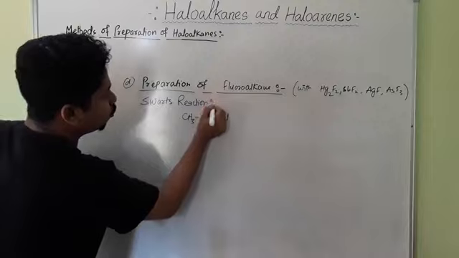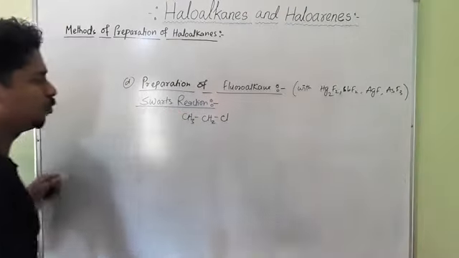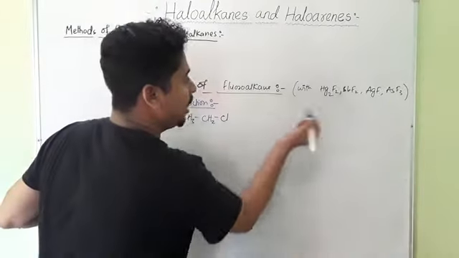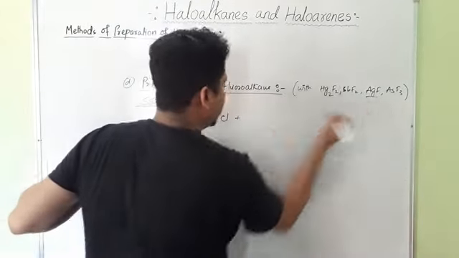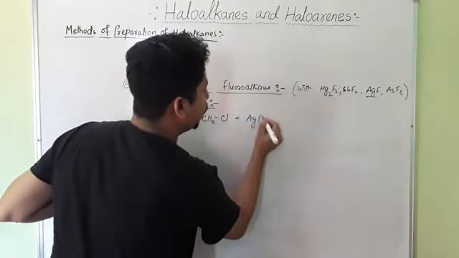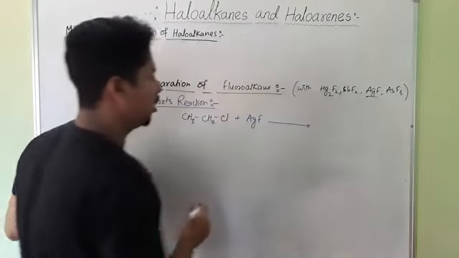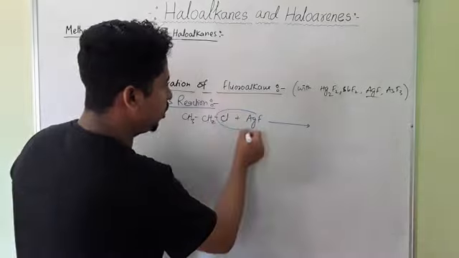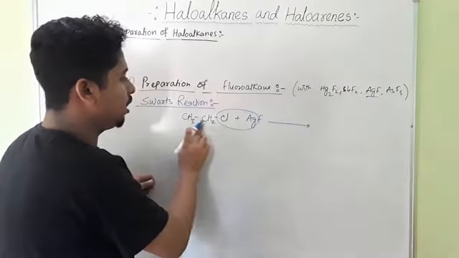By following this Schwarz reaction, we can prepare this fluoroalkane. In this reaction, this chloroalkane, when treated with any inorganic fluoride, suppose we are taking AgF, silver fluoride, will produce the corresponding fluoroalkane. So what will happen here? You see, this AgCl will be removed, and what we are left with is CH3CH2F.